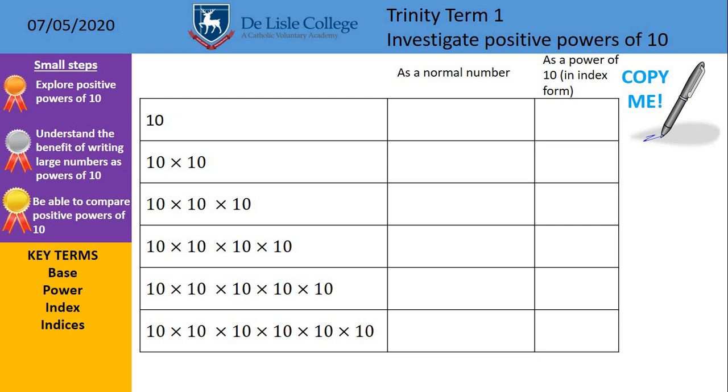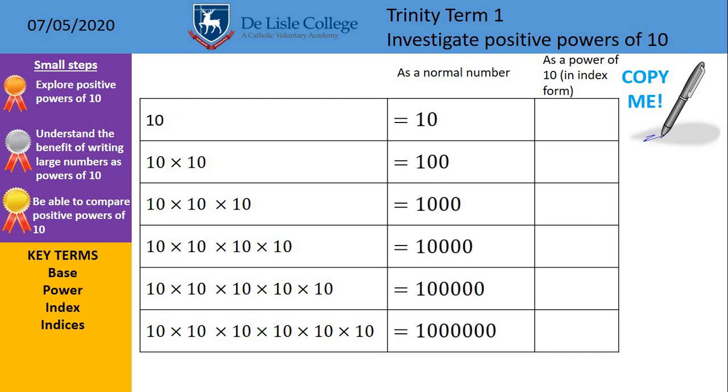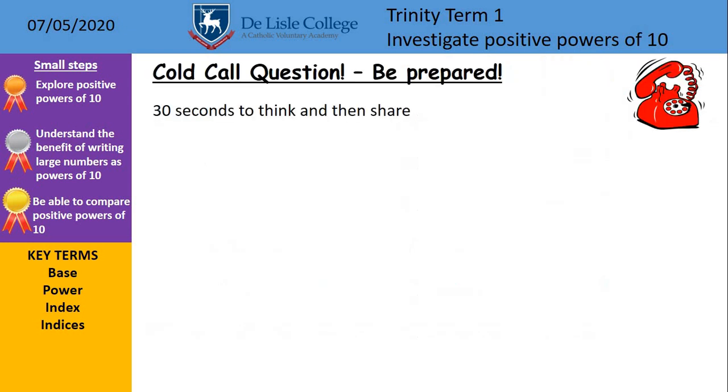Okay, hopefully we've had a go at that, and that should be what you have produced, and you're hopefully as well starting to see that pattern with the power, looking across what that power number is compared to the number of tens that we're asking you to multiply by. So, cool question. 30 seconds to think, and then you're going to have a little bit of a share.